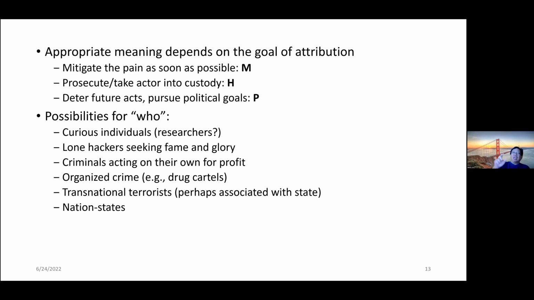If you want to mitigate the pain as soon as possible, you need the machine. You don't care who's behind it. You just want the computer-induced pain to stop. If you want to take the actor into custody or prosecute him or shoot him, you have to know the individual person. If you want to deter acts, pursue some political goals, or negotiate with somebody, you have to know the party that's ultimately responsible.